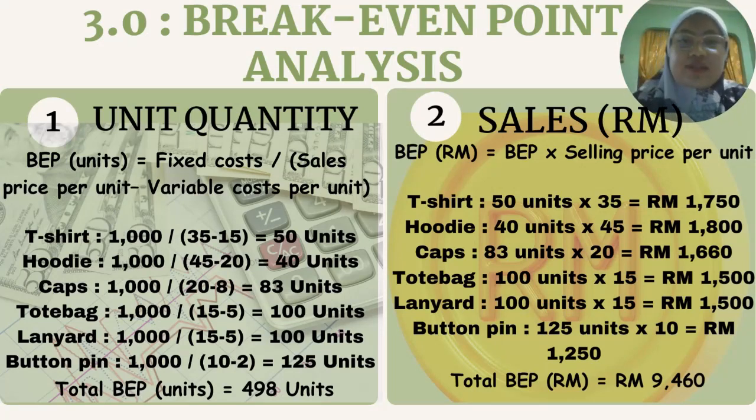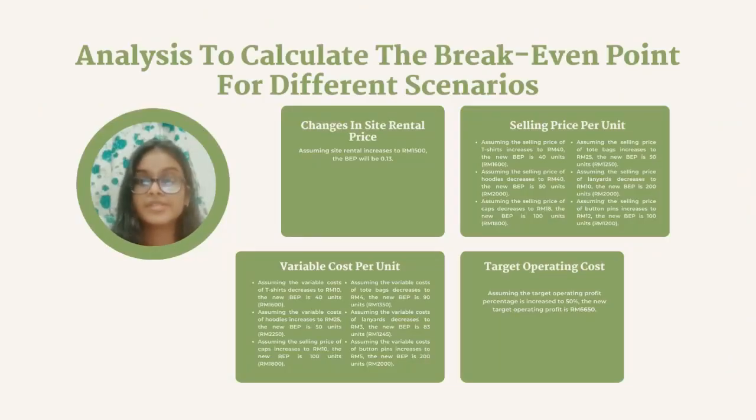Next, the sales. The formula is BEP in ringgit Malaysia equal BEP multiplied by selling price per unit. T-shirt we got 1,750 ringgit Malaysia. Hoodie we got 1,800 ringgit Malaysia. Caps we got 1,660 ringgit Malaysia. Tote bag and lanyard we got 1,500 ringgit Malaysia, and button pin we got 1,250 ringgit Malaysia. The total in ringgit Malaysia is 9,460.